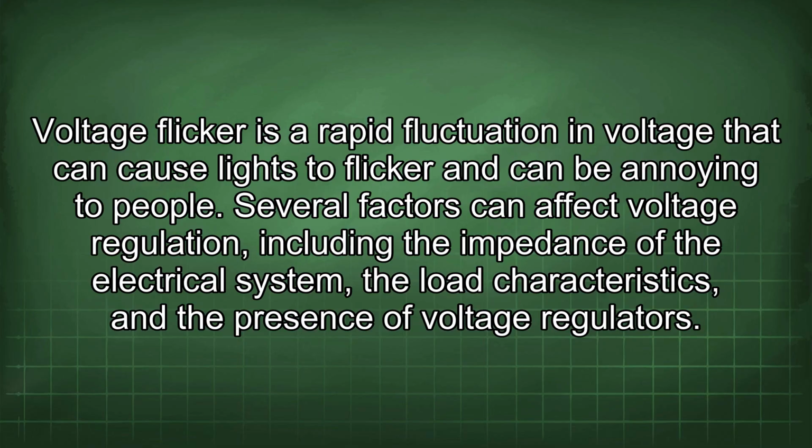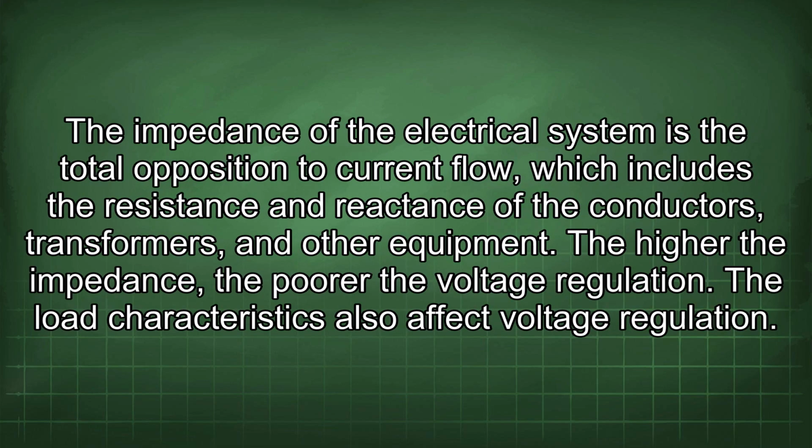Several factors can affect voltage regulation, including the impedance of the electrical system, the load characteristics, and the presence of voltage regulators. The impedance of the electrical system is the total opposition to current flow, which includes the resistance and reactance of the conductors, transformers, and other equipment. The higher the impedance, the poorer the voltage regulation.